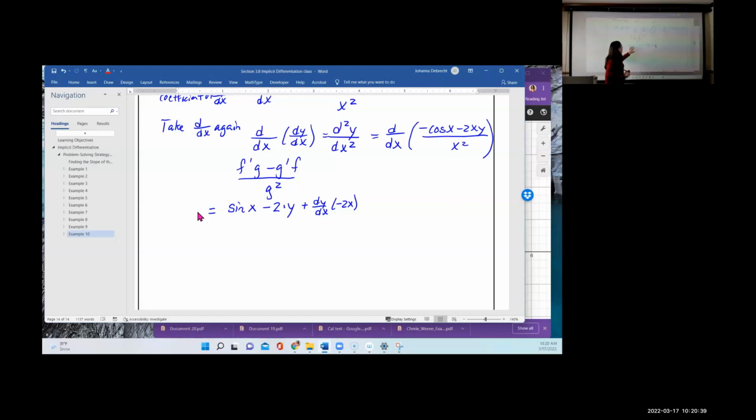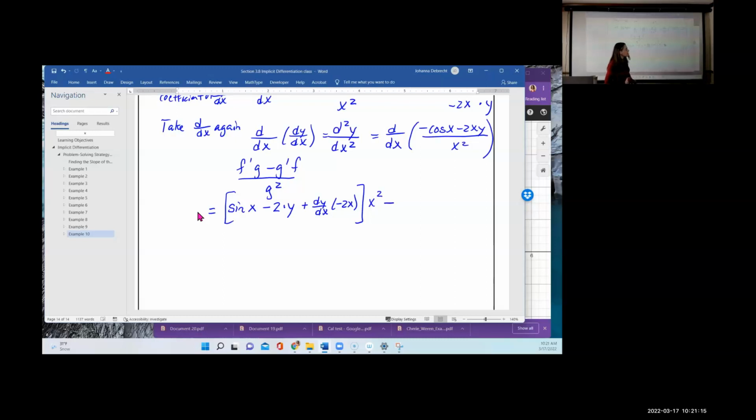So derivative of the first term gives me sine x. Derivative of the second term is product rule. And I thought of this as negative 2x times y. So I did the derivative of negative 2x, which is a negative 2 times y, plus the derivative of y is dy dx times the negative 2x. My next thing to do, that's my f prime, is multiply all of this by g. So all of this gets multiplied by x squared.